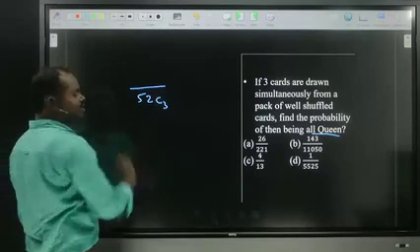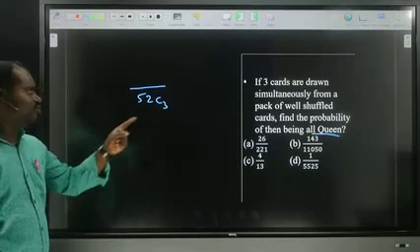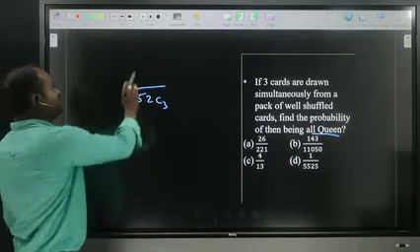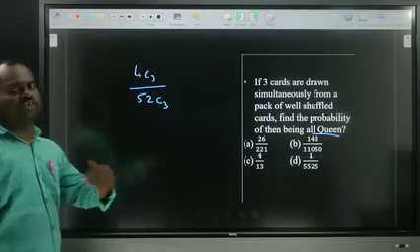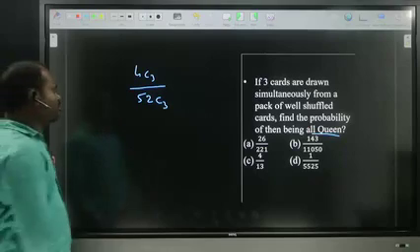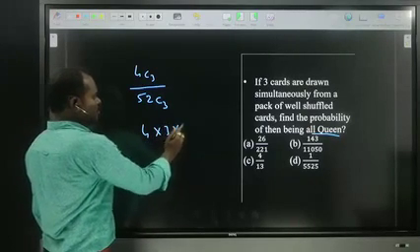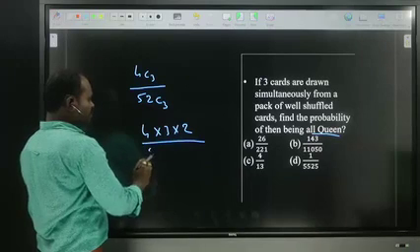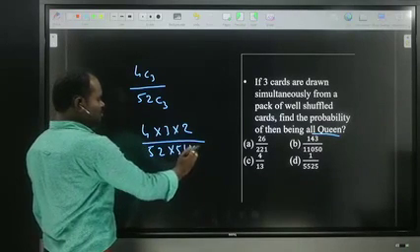So what will the denominator become? 52C3. How many queens will be there? 4. From that 4, we should take 3. So 4C3. 4C3 means 4 into 3 into 2 by 3 factorial. Here also 3 factorial gets cancelled. What is the balance? 4 into 3 into 2 by 52 into 51 into 50.